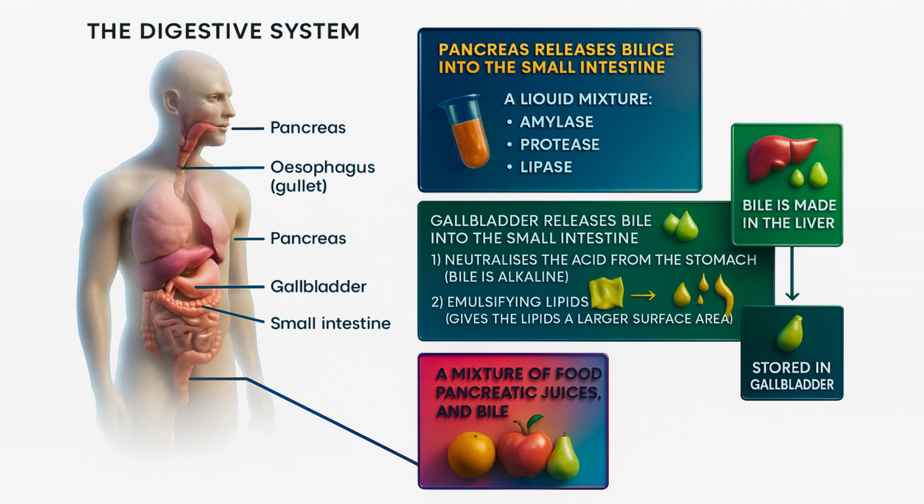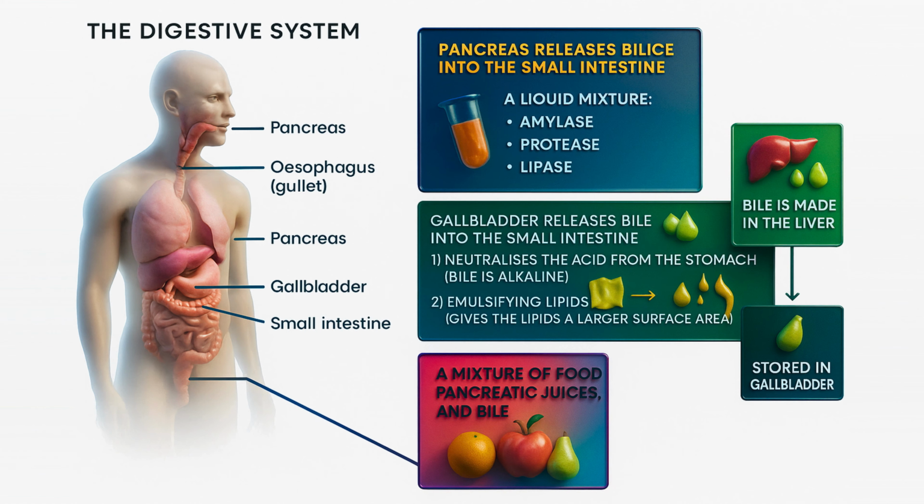The pancreas releases a mixture known as pancreatic juice into the small intestine. This juice contains several important digestive enzymes, including amylase for breaking down carbohydrates, protease for digesting proteins, and lipase for digesting fats. Meanwhile, the gallbladder releases bile, a substance made by the liver but stored in the gallbladder, into the small intestine. Bile performs two essential roles.